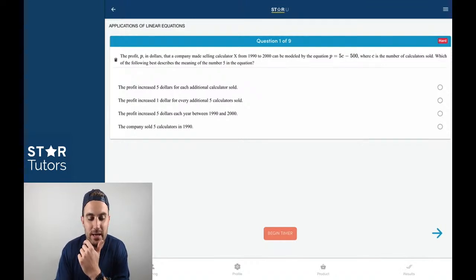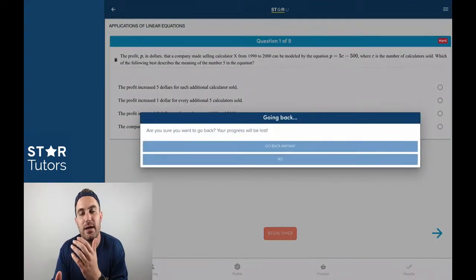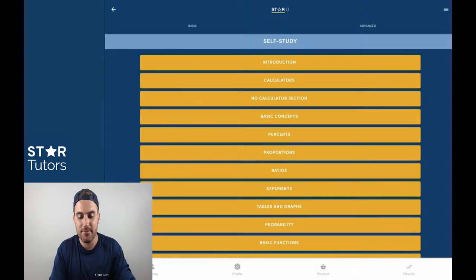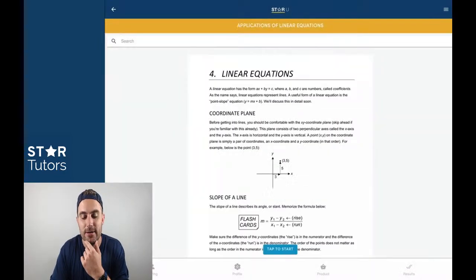But the point I'm trying to make in this is that if you're not doing these questions on the app in correspondence with questions on the test to see everything you could possibly know about linear equations, then you are not maximizing your test score. Can everybody give me a thumbs up if that makes sense? This is free. This is all available for free. You go in the bottom, it's the very last tab, Applications of Linear Equations, at the bottom of the SAT Math tab on Star U, and it's available there.